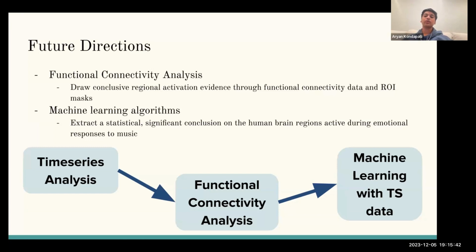Finally, we will use machine learning algorithms to extract the results on which brain regions of the human brain are active during emotional responses to music.